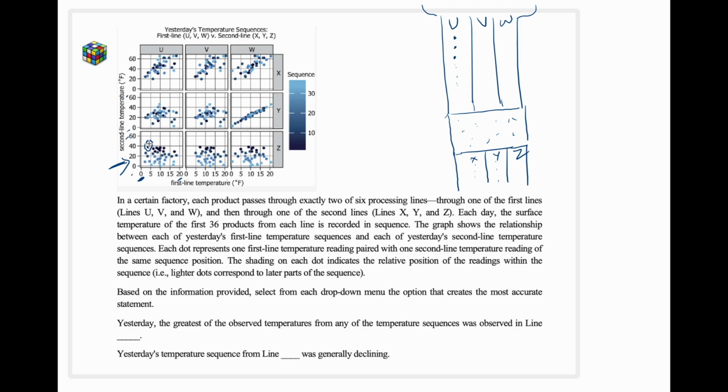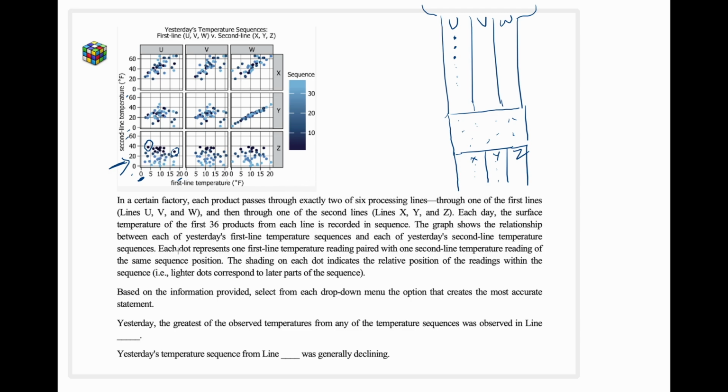So then this point says that the first product of U's temperature was less than 5 and the first product of Z's temperature was a little less than 40. Similarly, each point will represent the product of a particular sequence. So this, let's say, is the temperature of the second product. Something else is the temperature of, let's say, the third product. So this is what the data tells me.